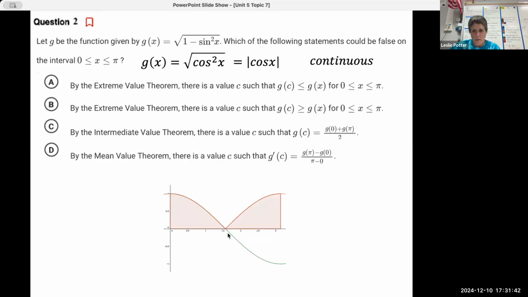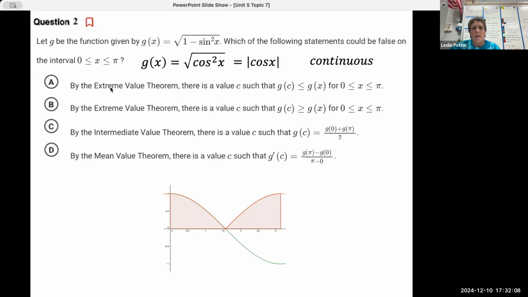Here in green, this is cosine, but this is negative, and we want the positive value of the square root of cosine squared, and that's the same as the absolute value. So it's going to come down to pi over 2 and then go back up to pi, back up to 1. And now that we've taken a second to get a physical picture of the idea, we can start looking at these statements.